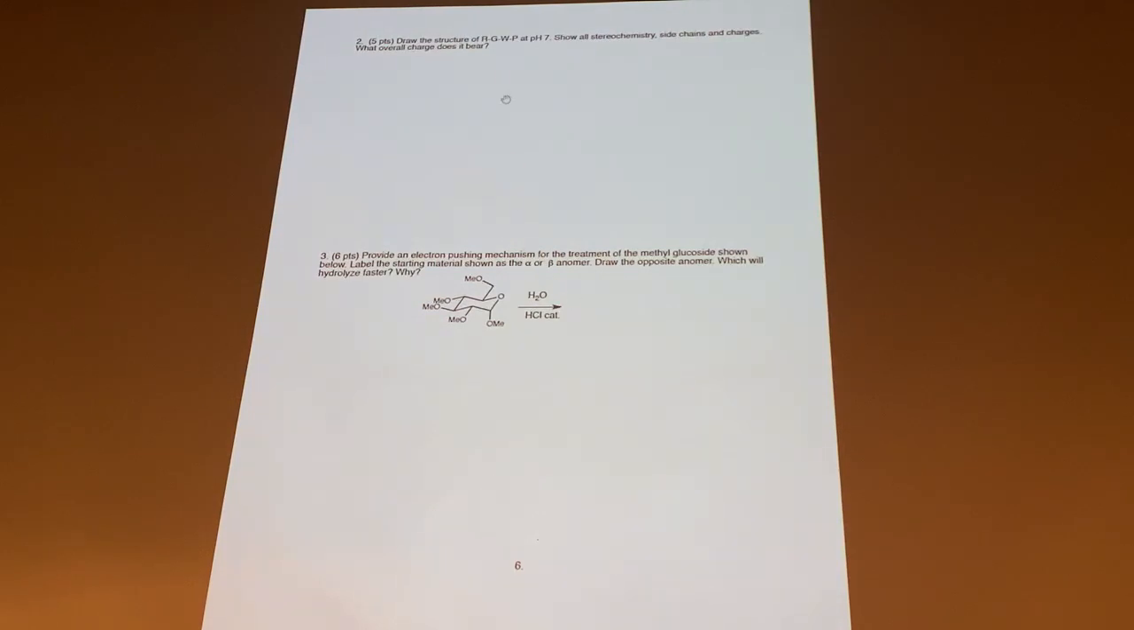Draw this out. So you need to know what R, G, W, and P are. So what are they? Arginine, that has the big guanidinium thing. That's on the N terminus. Glycine, tryptophan with the indole. And what's P? Proline. That's the only cyclic. So you have those all drawn out there.